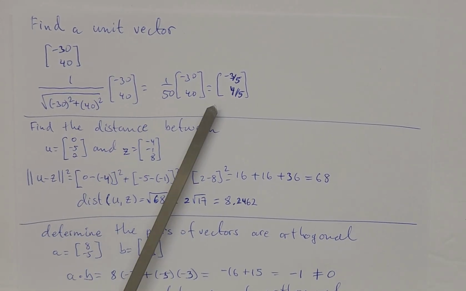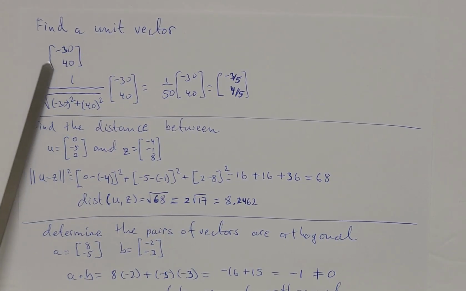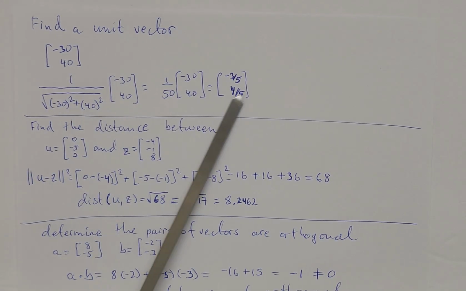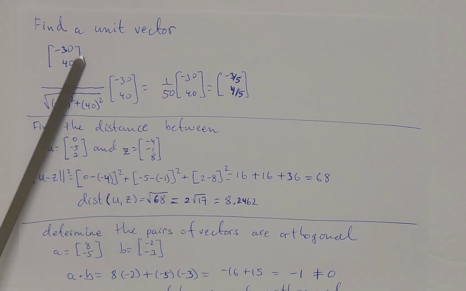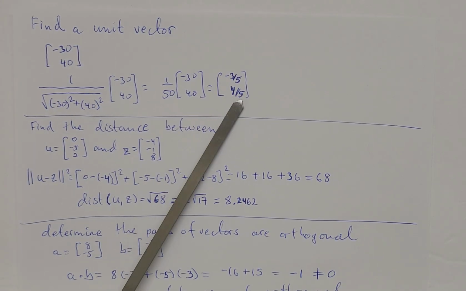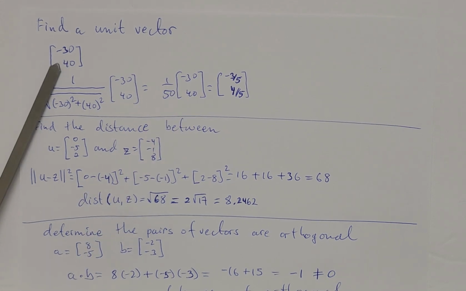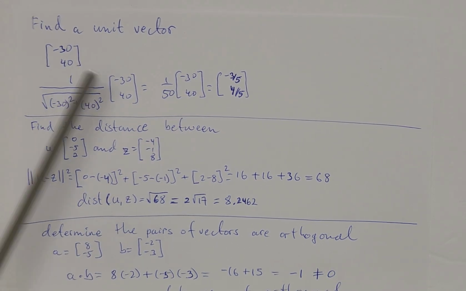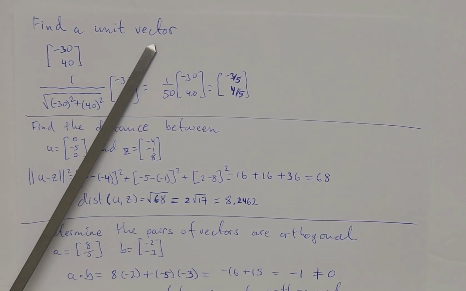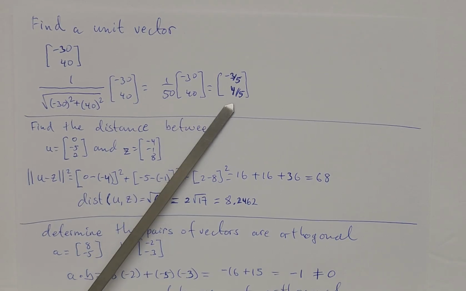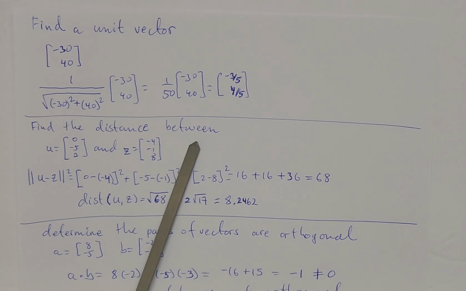Unit vector is technically the short version of this. This is the original vector. This right here is being shrunk down. This vector is just the shrunk version of the original vector. That's why it is called a unit vector, because it got shrunk down. That's it.